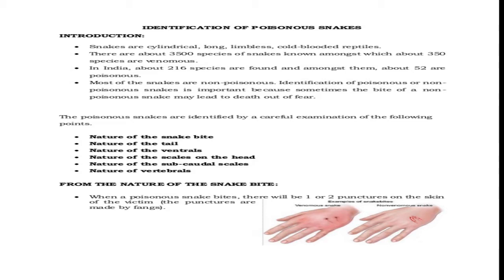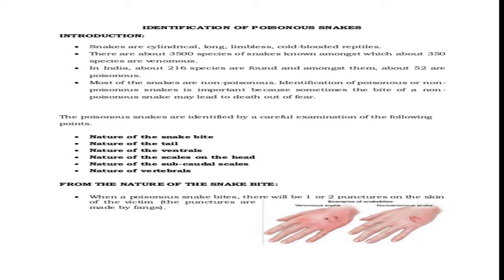We have around 3,500 species of snakes, among which 350 species are considered venomous. In India we have around 216 species, among them 52 species are poisonous in nature. In this topic we are going to discuss how to carefully examine them, to see whether they are poisonous or non-poisonous snakes.